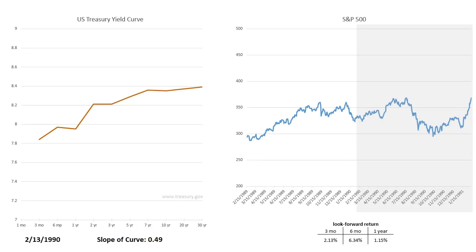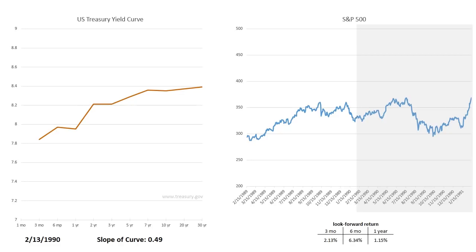We have the yield curve on the left. And I do have the difference slope here down at the bottom, so you can see this number change. And then I have the S&P 500 on the right. And I also have some look forward stats down at the bottom. This tells you what the S&P return was 1 quarter out, 6 months out, and a year out. And these are just point to point, so there's a lot of noise in this.